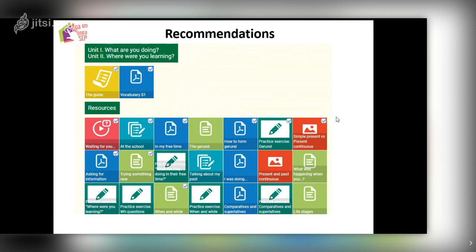Because if you don't review the material, you are going to lack knowledge, okay? So it is important for you to check activities in the free time, the gerund composition, how to form a gerund. For example, I'm going to give you a clue.